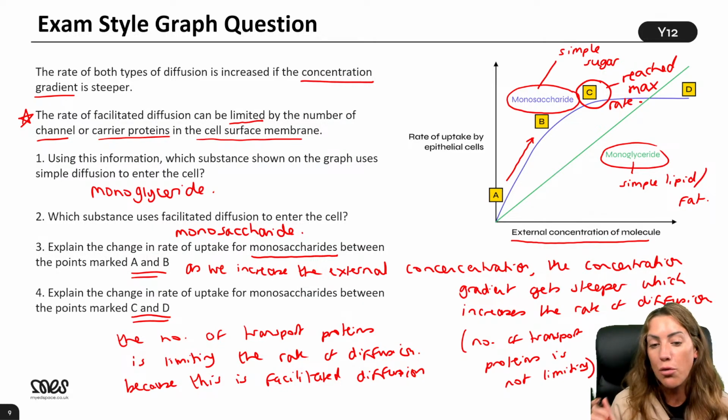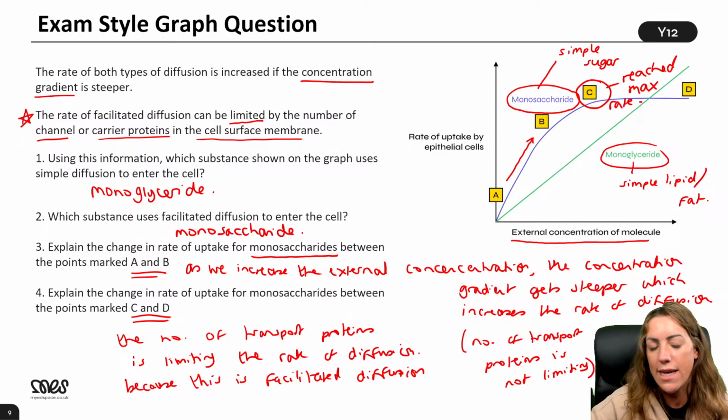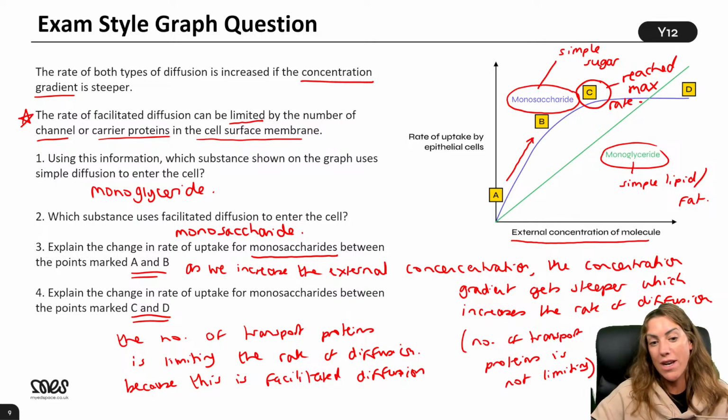Because if you look at the green line, Talia, the rate just keeps going up. It's directly proportional. If you increase the concentration of the substance outside the cell, the rate will just get faster and faster. It's not limited by anything. It must not be using a channel protein or a carrier protein because there's nothing limiting the rate, if that makes sense. So the steeper the concentration gradient, the faster the rate of diffusion.